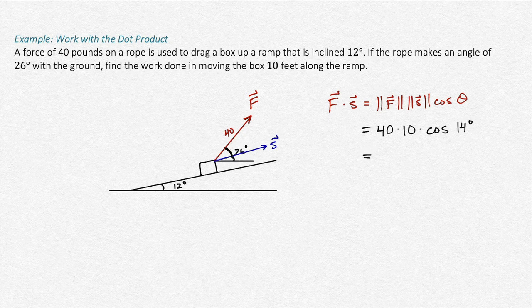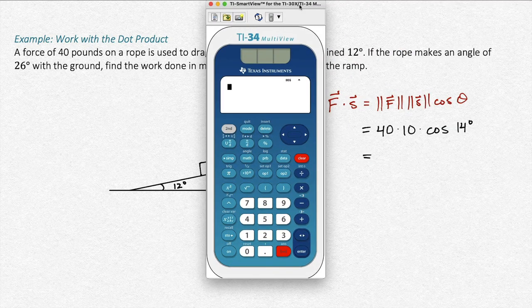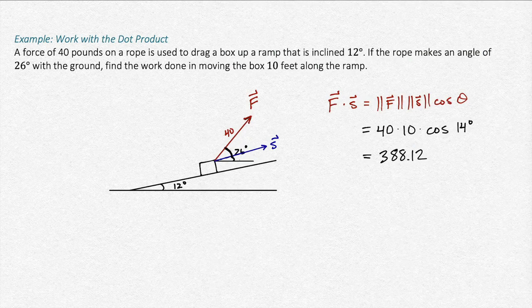So then I can go ahead and actually evaluate this. Let's plug this into our calculator. 40 times 10 is 400, times the cosine of 14 degrees. And that gives us 388.12. This is work, which is measured in foot-pounds. We get that, of course, because the force is in pounds and the displacement is in feet. So that's foot-pounds.